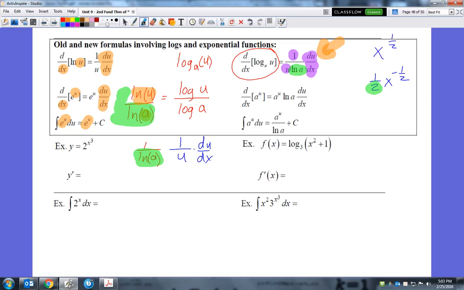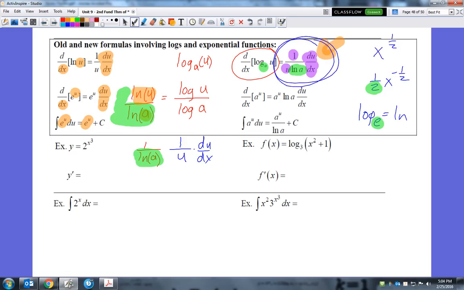Okay, so when you see that, and this is again when the log is something like log base 2 or log base 3, it isn't log base e. So log base e is natural log. That's just 1 over the stuff times the derivative of the stuff. When that base is something other than e, like 2, 10, 3, whatever it is, we have to do this form of the derivative. Okay?